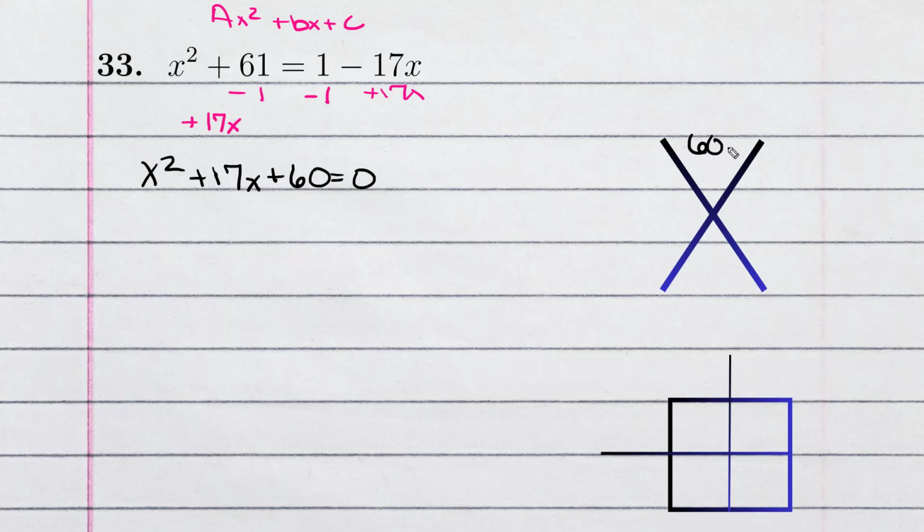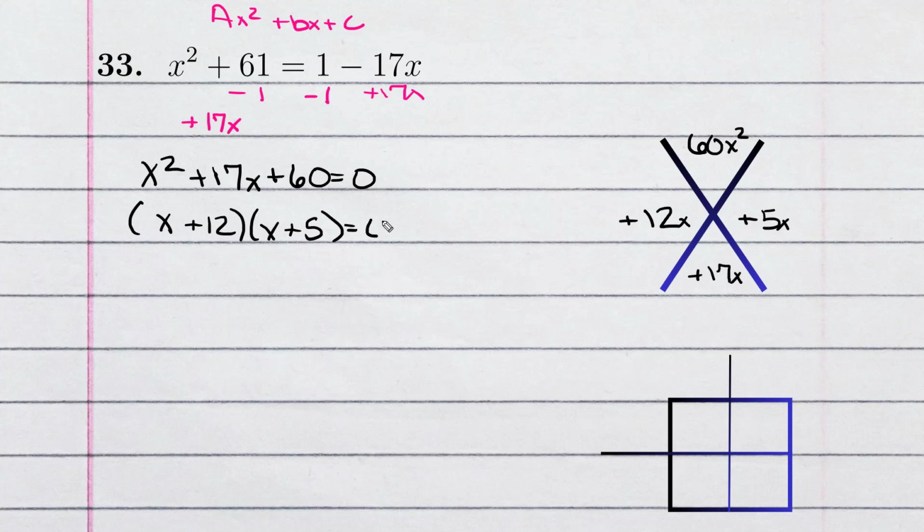So that means I need to multiply to give me 60x squared, but yet add to be 17x. That means the signs need to be the same. So what can multiply to give me 60 that would add to give me 17? 12 and 5 would multiply to give me 60, and if I add those, I get 17. So it's x plus 12 and x plus 5 are my two factors.